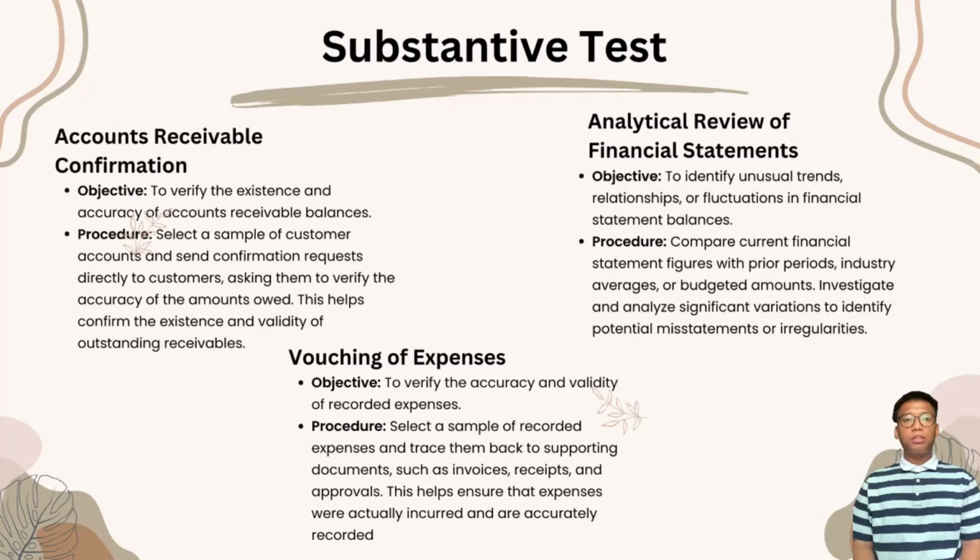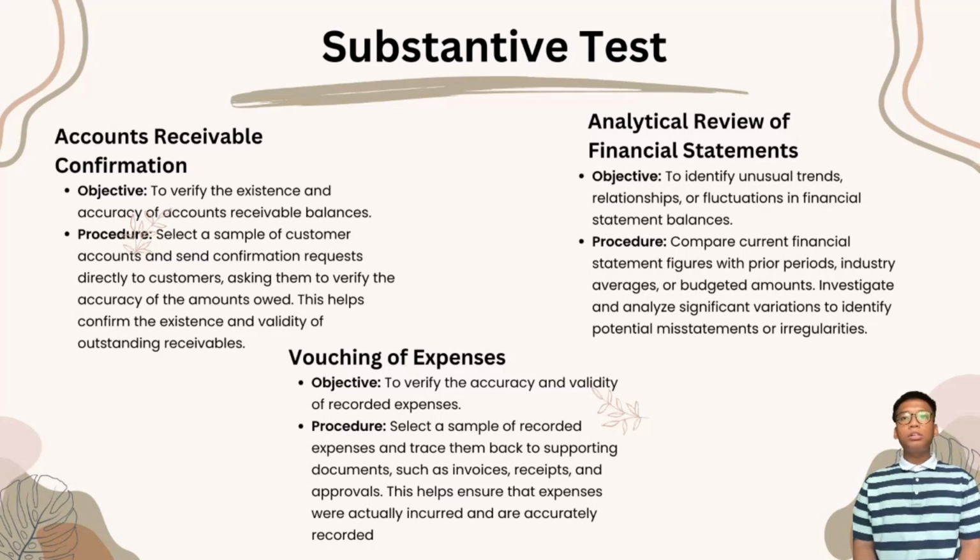Examples of substantive tests. The first one is accounts receivable confirmation. The objective of this test is to verify the existence and accuracy of accounts receivable balances. The procedure: select a sample of customer accounts and send confirmation requests directly to customers, asking them to verify the accuracy of the amounts owed. This helps confirm the existence and validity of outstanding receivables.